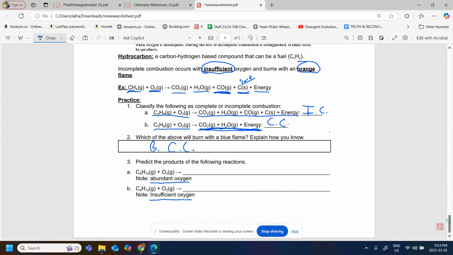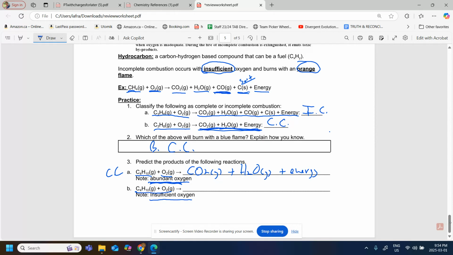So C4H10 plus O2, abundant oxygen. So we know hydrocarbons here plus O2, it's a combustion reaction. It's a complete combustion specifically. So we'll get some CO2 gas plus some H2O gas plus some energy.